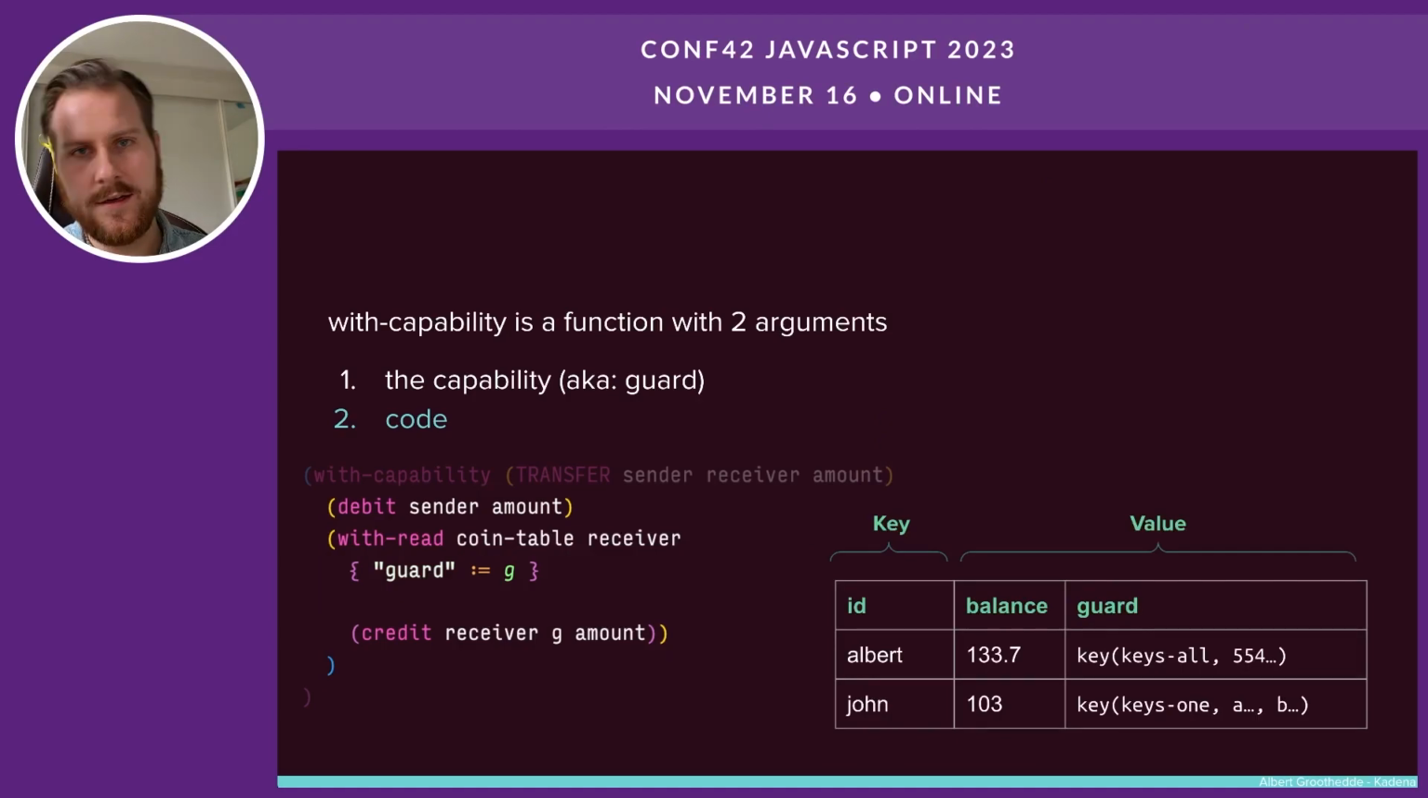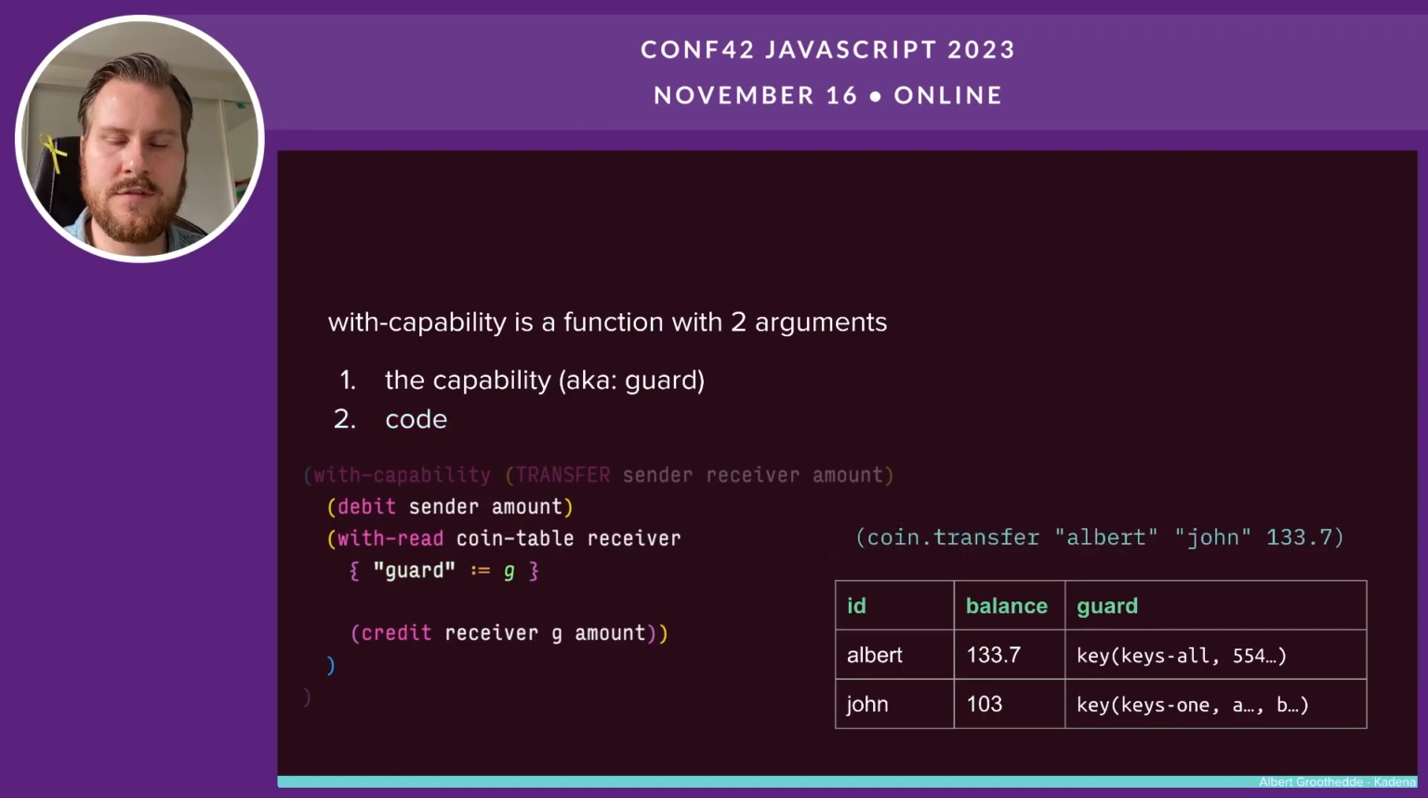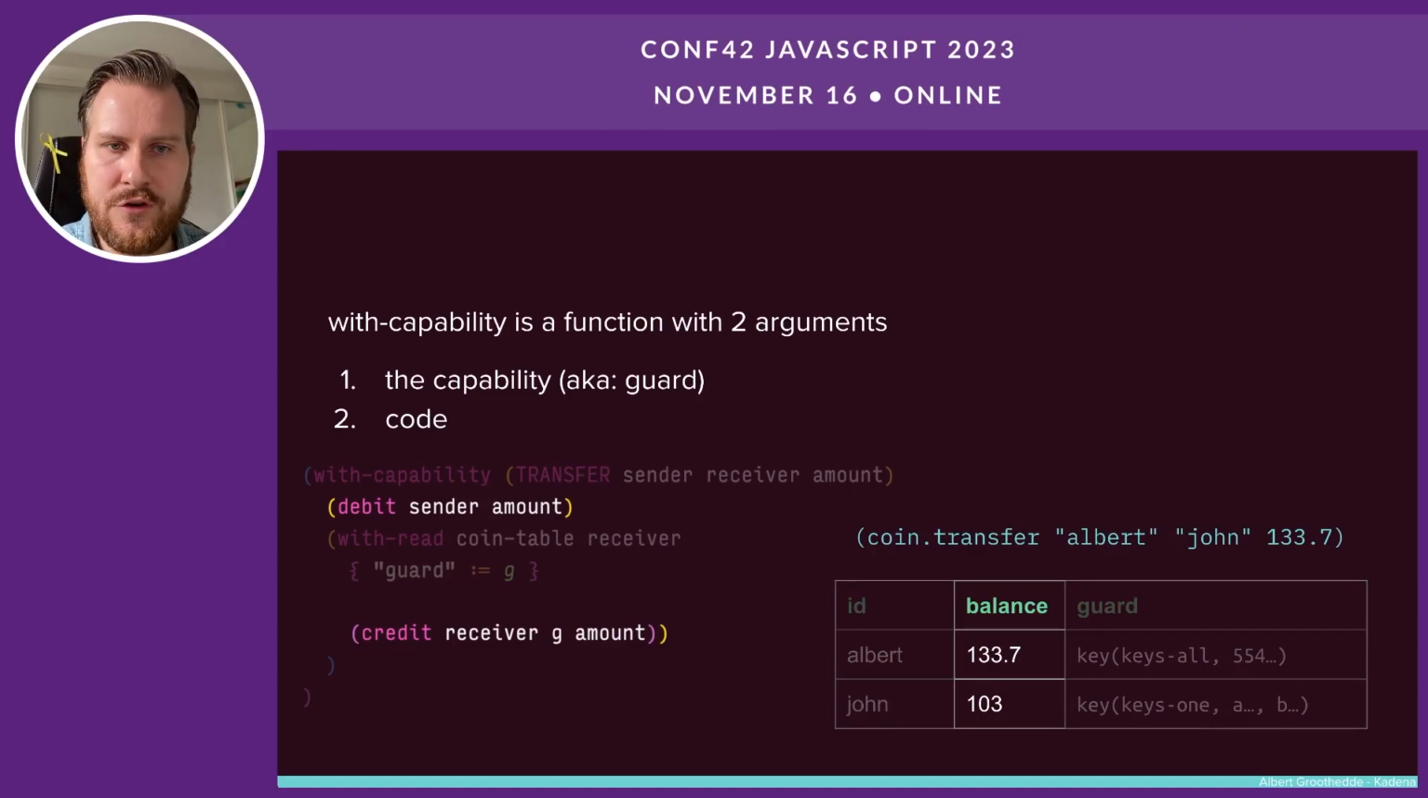So this is what it looks like. The function is being executed and the changes are being introduced. So this is the function coin.transfer from Albert to John 133.7 KDA, for example. It first checks that the balance is sufficient, and then it will transfer this money. So after this, it will be done. And John will be credited with more money than he had before.